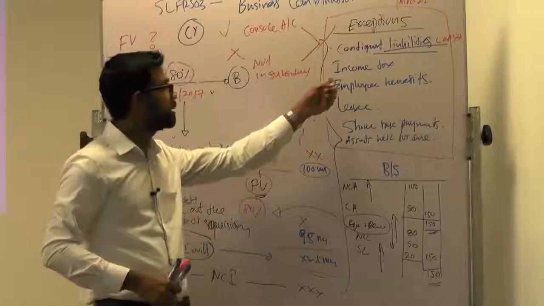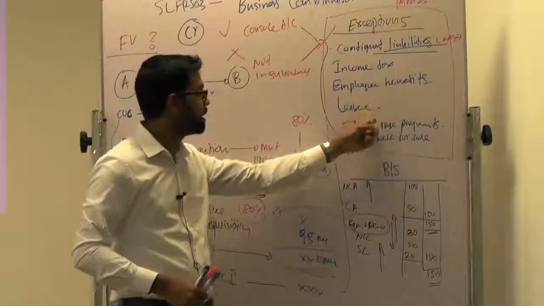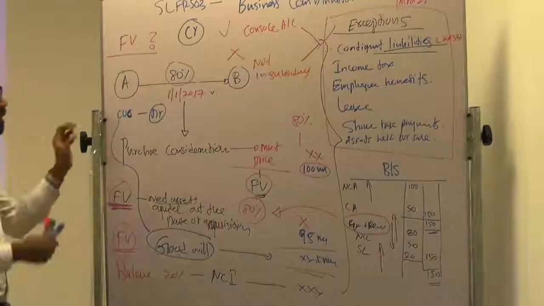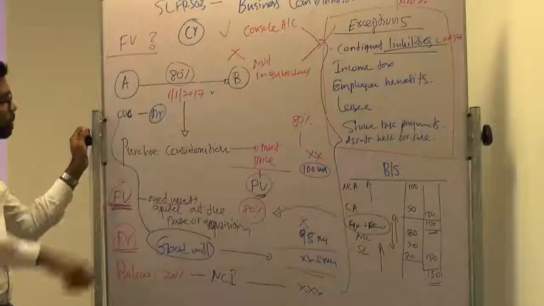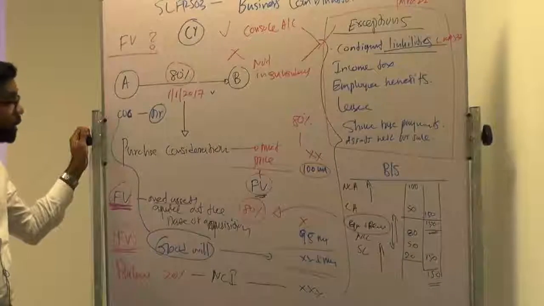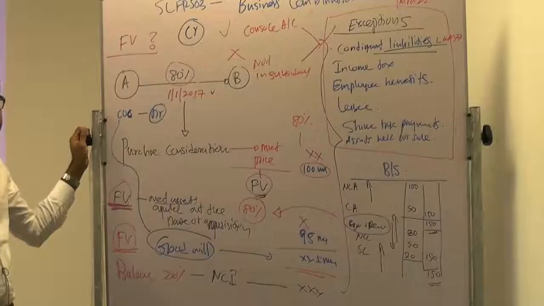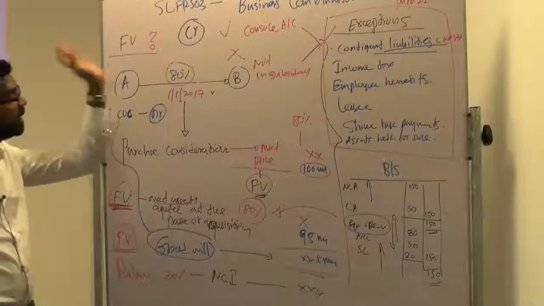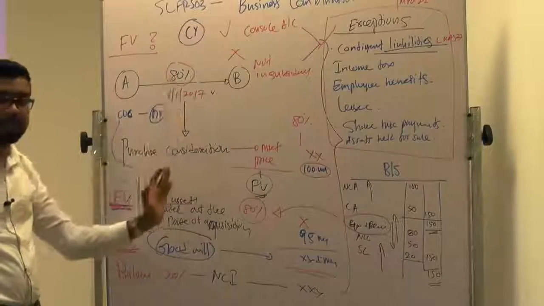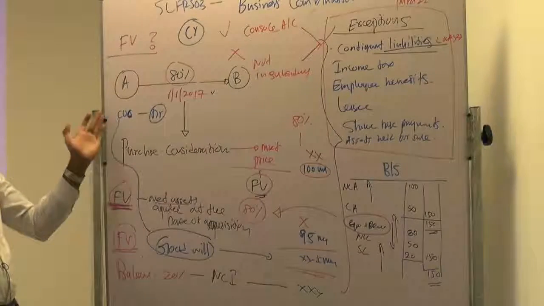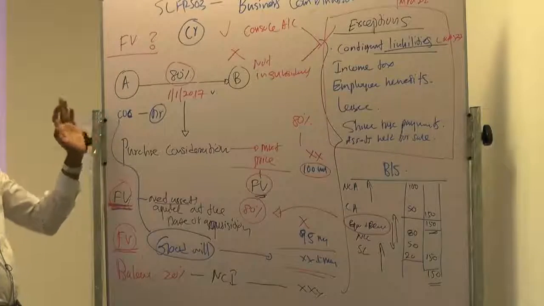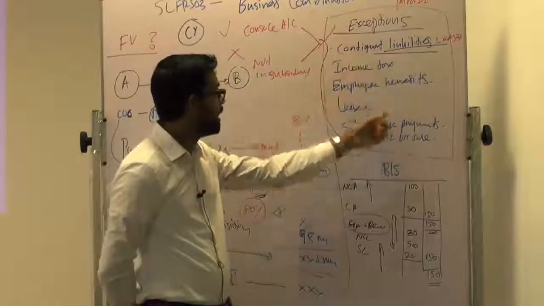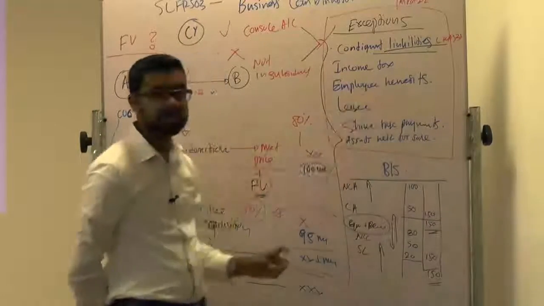Now these are the exceptions. I recommend you go through income tax, employee benefits, leases, share based payment, and assets held for sale. This is not part of your standard according to your study pack, but the examiner has tested it. That's why I am explaining it, and why I didn't consider these exceptions in my previous conceptual visualization. The examiner can test anything from your standard, so keep this in mind; it can be tested.